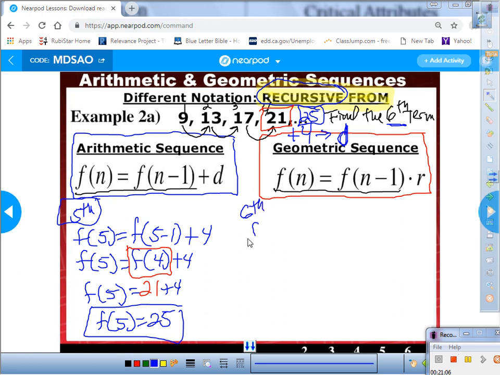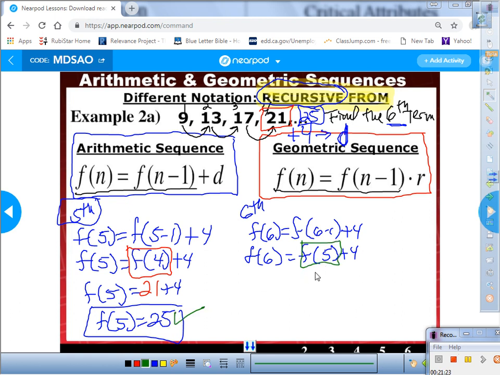And what do I write? F of 6 equals f of 6 minus 1 plus 4. F of 6 equals f of, what is 6 minus 1? 5 plus 4. Question. What is the fifth term? 25. That goes right there. I bring everything else down. F of 6 equals 25 plus 4. Therefore, f of 6 equals 29. Am I done? Yeah, this is my sixth term.